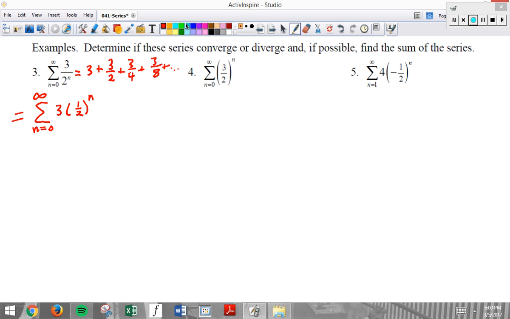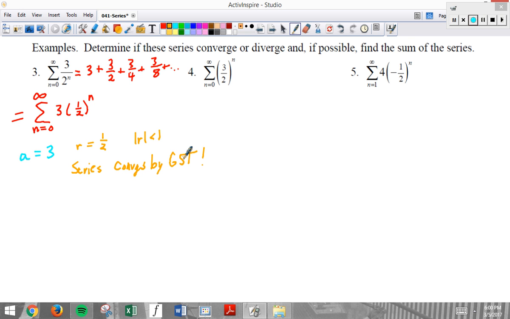But the key thing I want to talk about, what color should I use? The first term was what? Oh, it was 3, right there. But if you write it out like that, you see it. And the r, in orange, was 1/2. So the absolute value of r is less than 1. So I would say the series converges by GST.